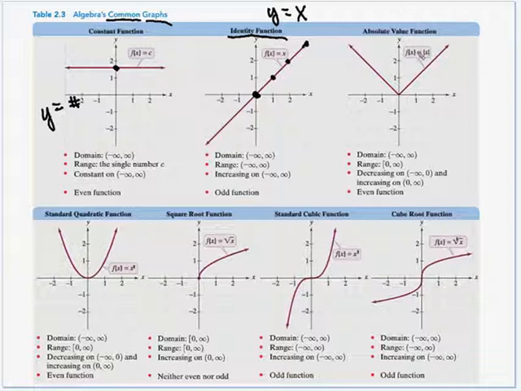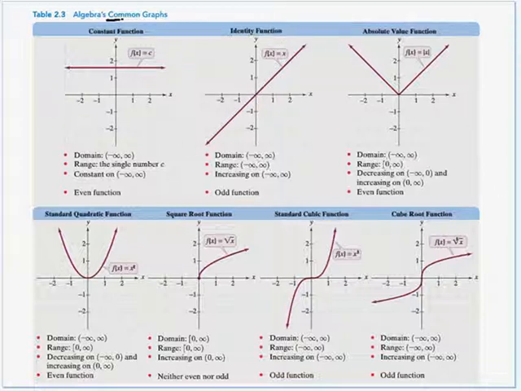Our absolute value function is in a V shape. Remember, absolute value makes things positive, so this graph never goes below the x-axis. And you can see that here in the range. The range is just 0 to infinity, while the domain is all real numbers. And backing up, domain and range on the basic line function is all real numbers.